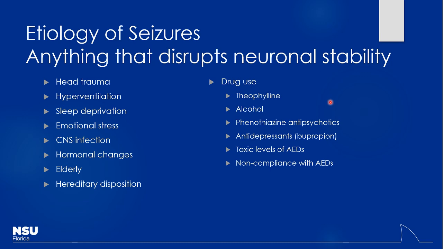Again, we'll get into the antipsychotics and the antidepressants later on in this course, so keep in tune for that. Even things like hormonal changes, even things like puberty sometimes, can be a trigger for seizures to start occurring as levels of testosterone and estrogen, things like that, start to change.